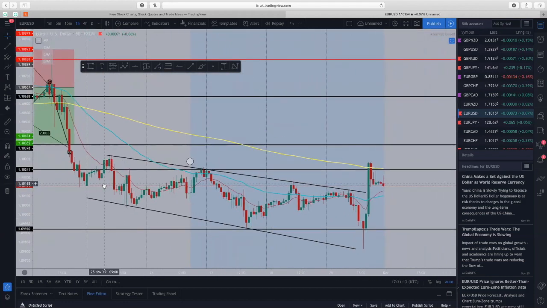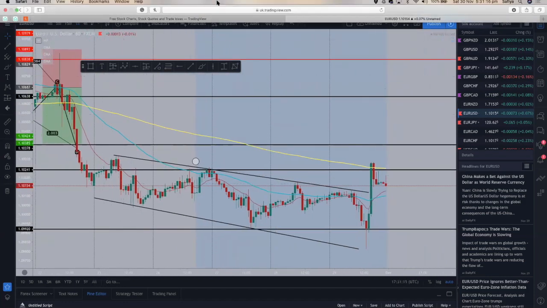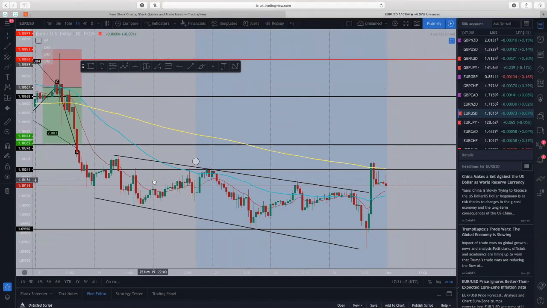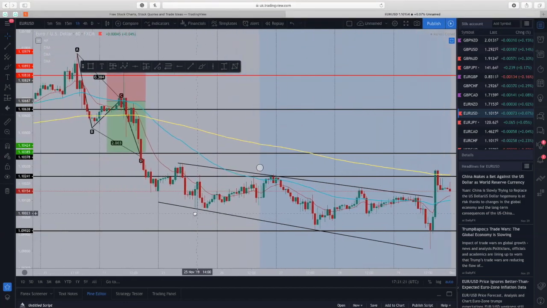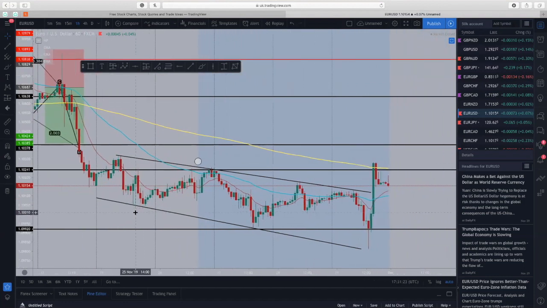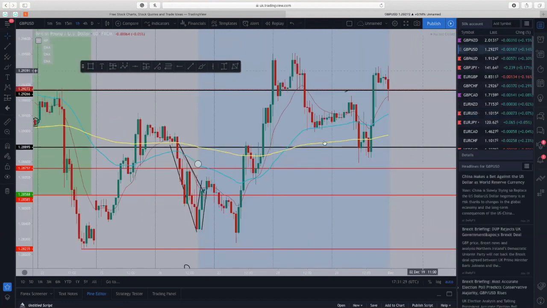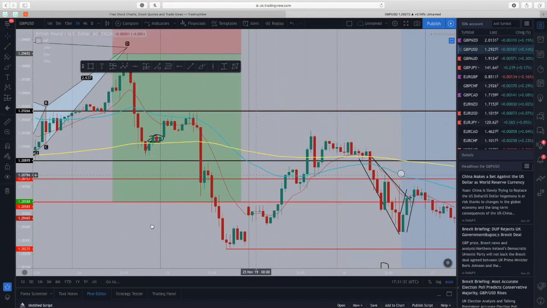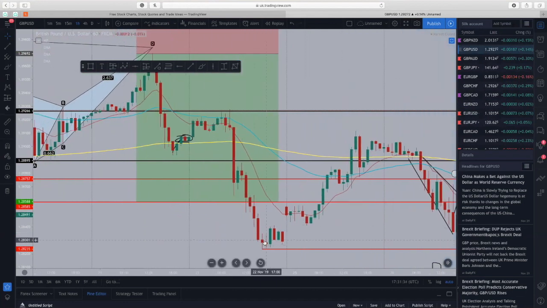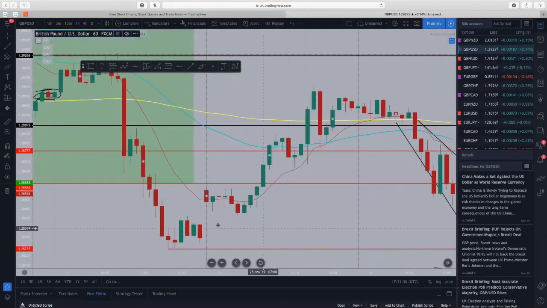And ladies and gentlemen, the reason I personally don't hold my position over the weekend is, number one, it costs money to do so because you're paying swap. And number two, it's the riskiest thing to do when you're trading. I'm going to show you why. If you look at Pound USD, for example, right? Price closed right here on a Friday night. So this is where price closed.